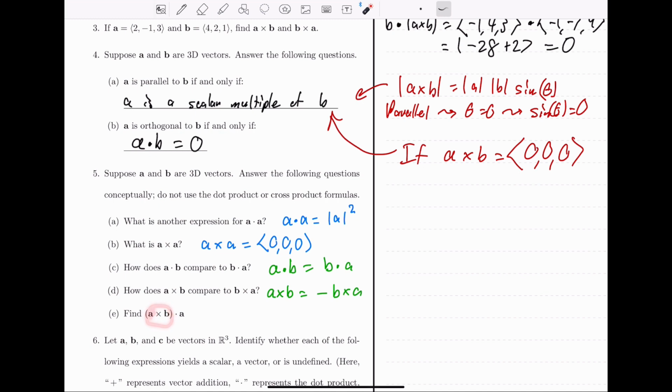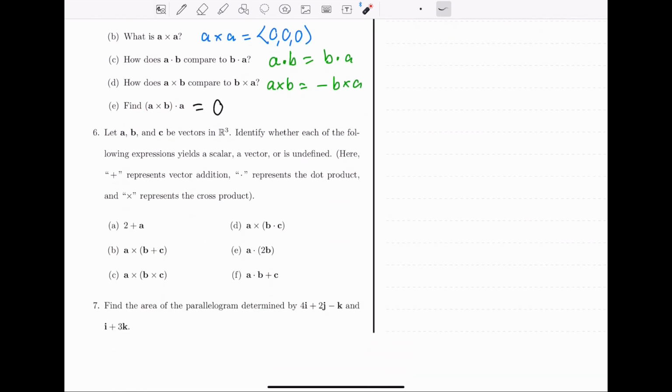I'm taking the dot product of this vector that's perpendicular to A. I'm taking the dot product of that with A. What's the dot product of two perpendicular vectors? It's just 0. So this will always be 0, no matter what the vectors a and b are. And this is a scalar because we're taking a dot product. And since a cross b is perpendicular to a, this dot product is just 0.